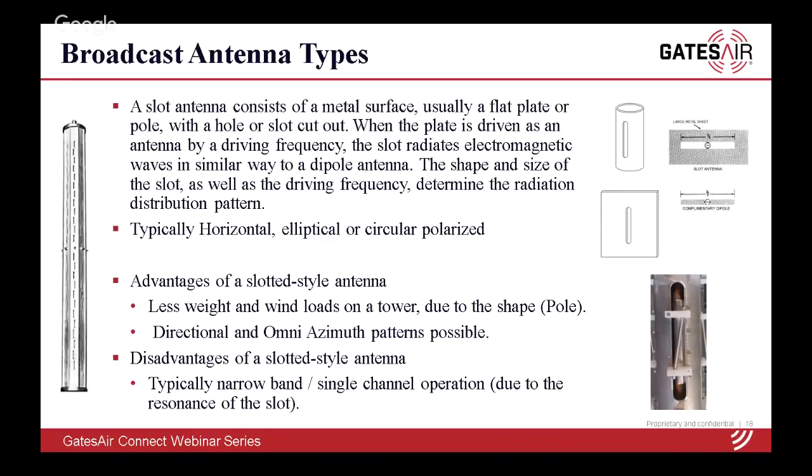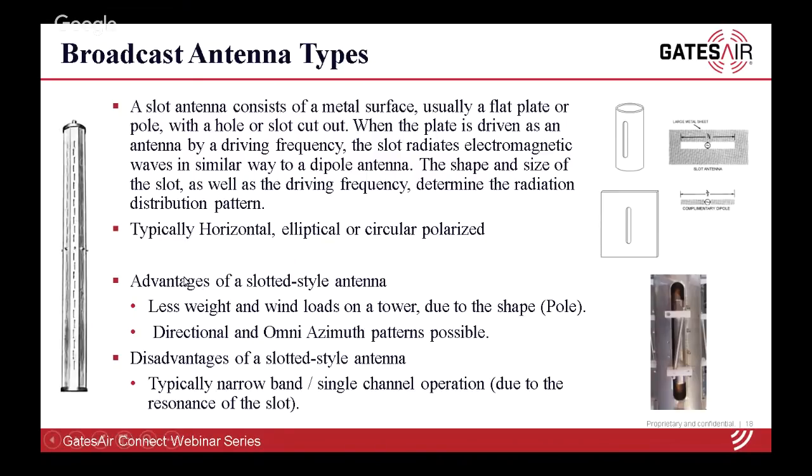Now, we can add fins to a slotted antenna to give you directional patterns or non-directional patterns. And the same thing goes with a slot antenna, that you can have horizontal, elliptical, or circular polarization. And as you can see down here on the bottom picture, this is a typical slot, but it has a little antenna or a dipole sitting off the front that gives you that vertical polarization that I'm talking about. And it would be a percentage of the vertical polarization. So an example for TV, typically that would be 70% horizontal and 30% vertical. It's very common numbers.